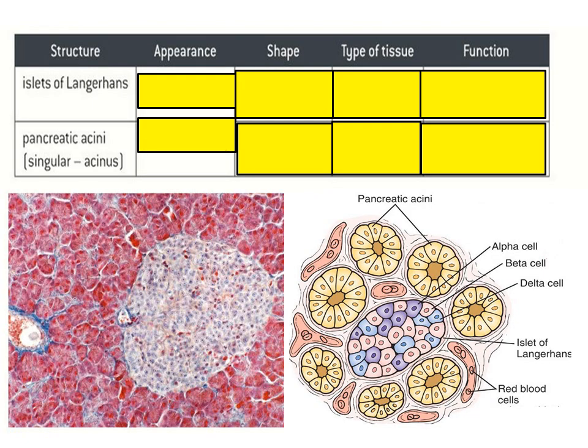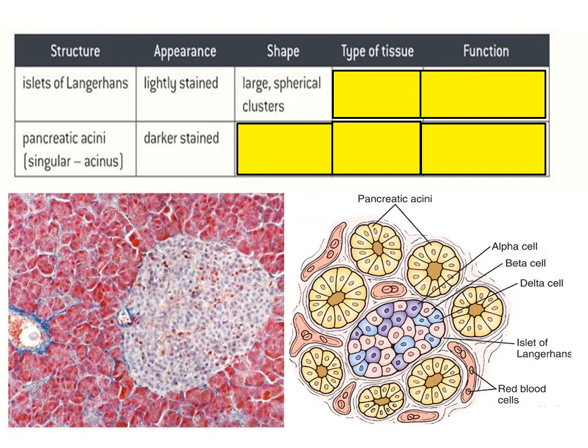We're just going to compare the islets of Langerhans and the pancreatic acini. From an appearance point of view, the islets tend to be lightly stained, whereas the pancreatic acini tend to be darker. The islets tend to be large and spherical, certainly quite rounded and quite noticeable as a cluster, whereas the acini tend to be very small berry-like clusters, but they make up the large majority.